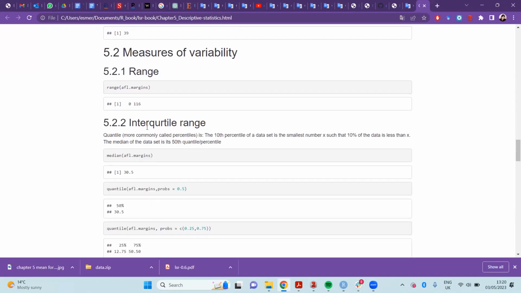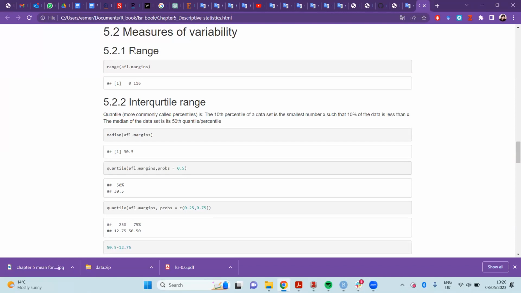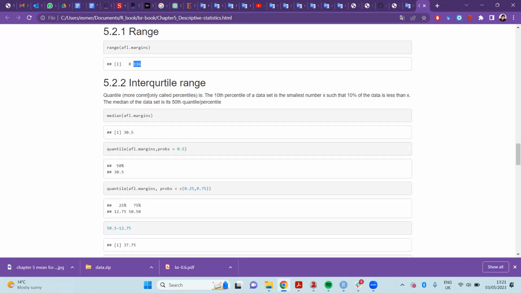But for describing a dataset, we also want to express the variability of our dataset, and there are several ways to do this. The most basic one is the range. We have the range function, that shows the min and the max values of the dataset. But definitely it is not something that people use very frequently.